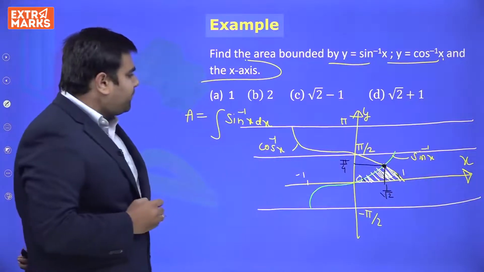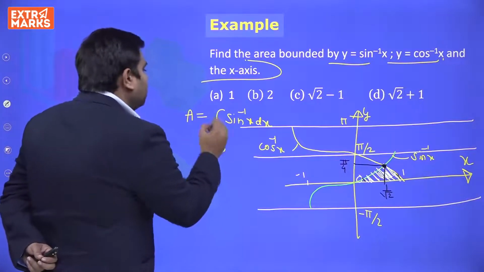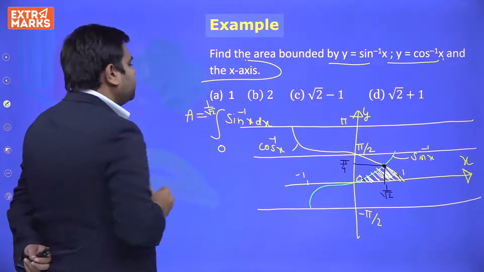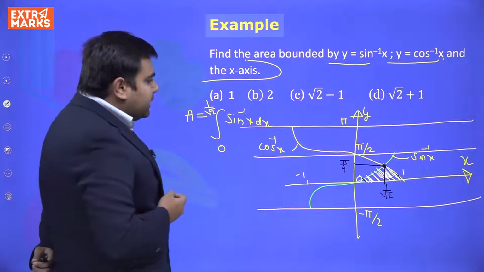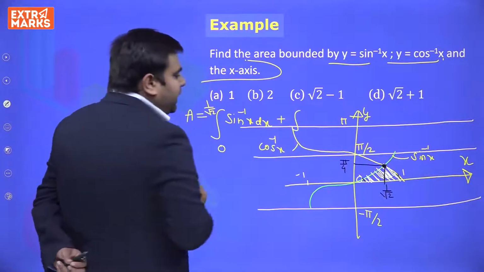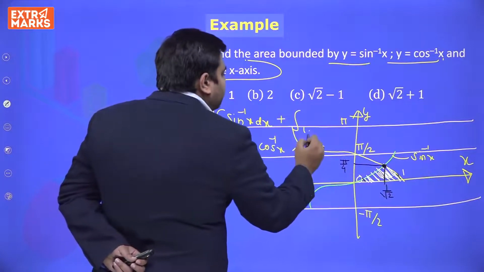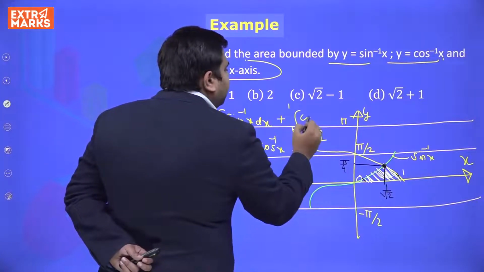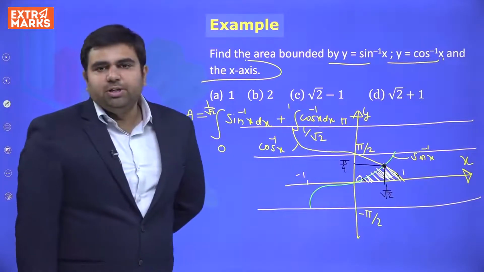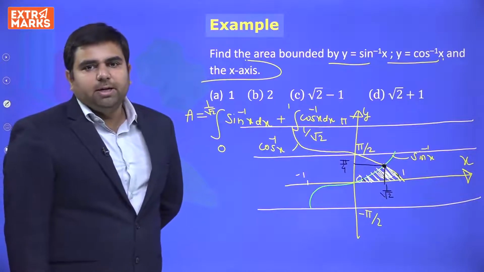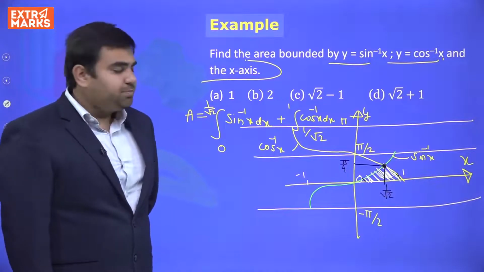So one method is to integrate sine inverse x between 0 to 1 by root 2, and between 1 by root 2 to 1 integrate cos inverse x with respect to x. So in this way we can obtain the area. Now the main part is how to integrate these two expressions which I have written over here.